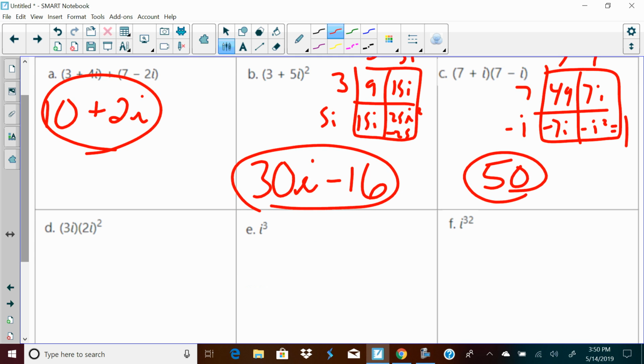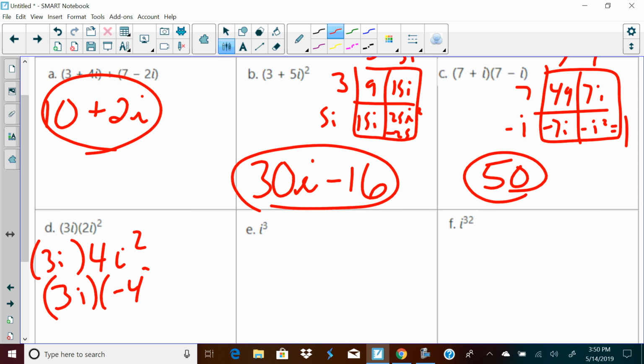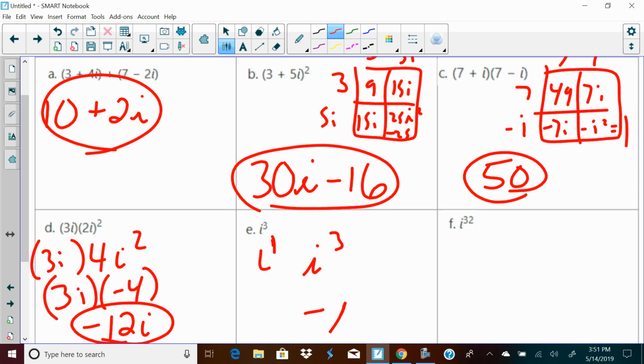For this one, I squared this first, so I get 2 squared is 4, and then i squared, then times 3i. So i squared is negative 1, so this is like a negative 4. So I get 3i times negative 4, which is negative 12i. E, because it's to the third power, I know that i to the first power is i, so then i to the third power is going to be negative i. To the 32, I'm going to divide it by 4, and it turns out it's 8. Since it's divisible by 4, it's positive 1.